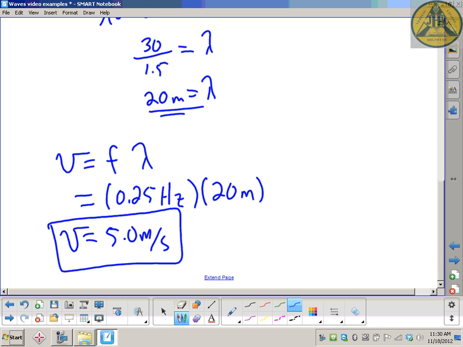So once again, key for this problem is to draw the diagram, to know the distance, the number of waves contained in 30 meters, and that the frequency is the number of waves that pass by per unit time. Work carefully through your math, and you get a speed of 5 meters per second.